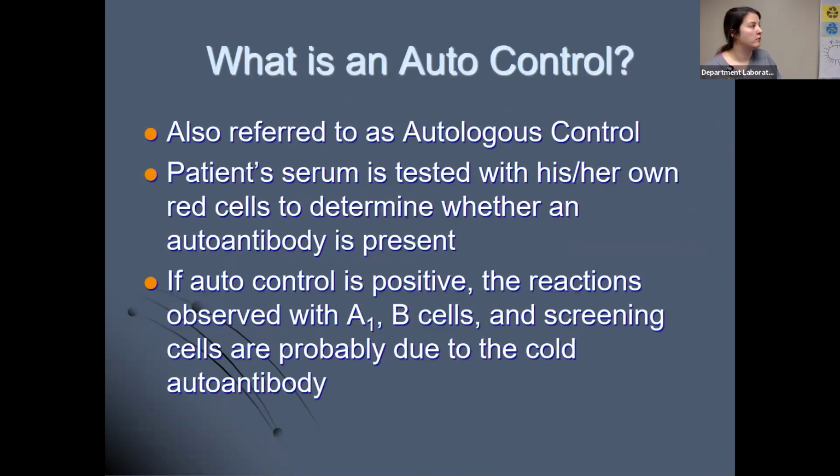So autocontrol, also referred to as autologous control, is patient plasma mixed with patient cells. That's your autocontrol. If your autocontrol is positive, that means that the patient has an antibody to something on the patient's cells that's causing agglutination. That's an autoantibody, whether it be anti-I, or whether it be drug-induced, whether it's just the drugs causing the patient to have a positive DAT, positive autocontrol, okay?